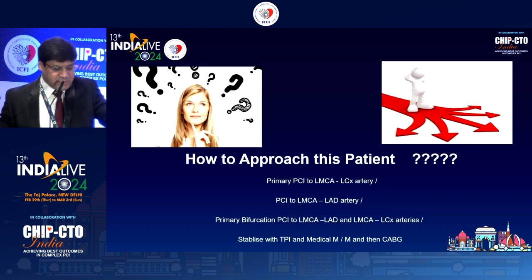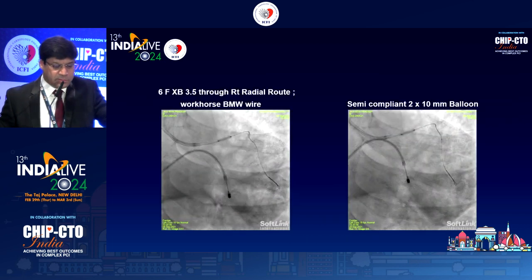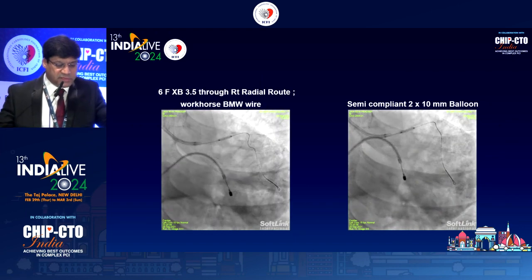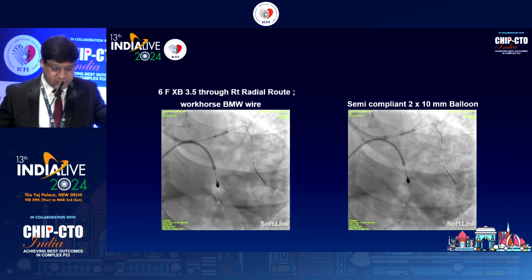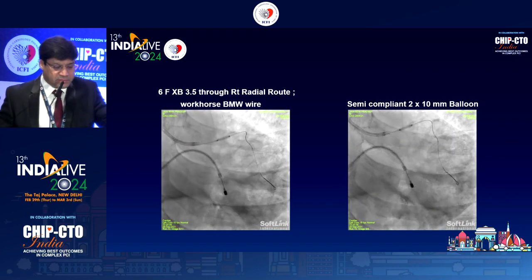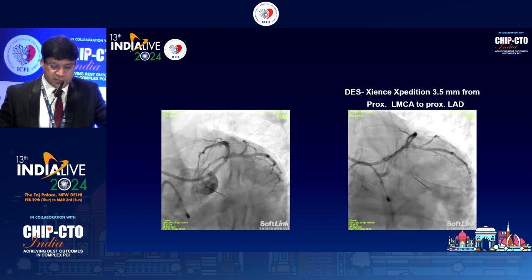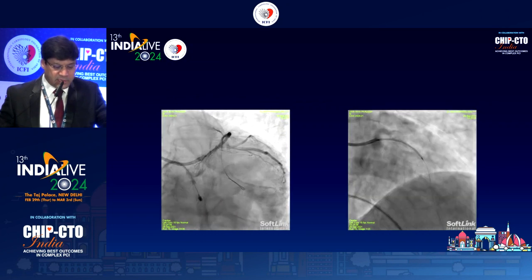In the meantime, the patient had a cardiac arrest. The patient went into not VT or VF but asystole, possibly because of the hypotension. We immediately took the patient for primary LMCA to LAD with a 3.5 by 38 drug-eluting stent. A workhorse wire via BMW was passed, ballooning was done, and we immediately took up the stent from LMCA to LAD.